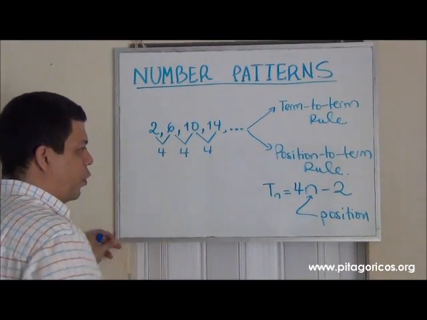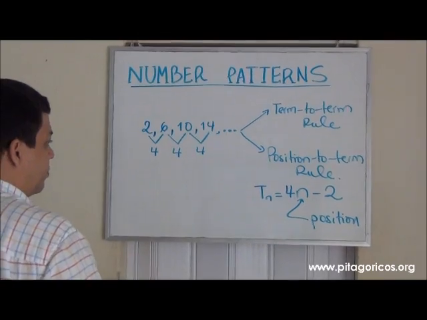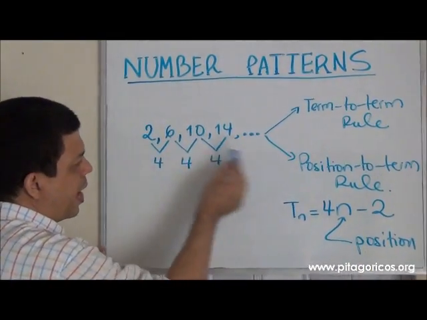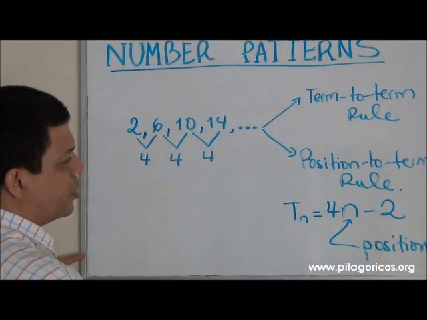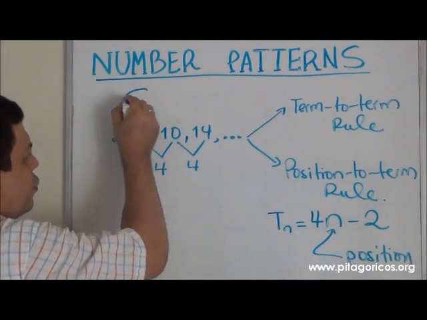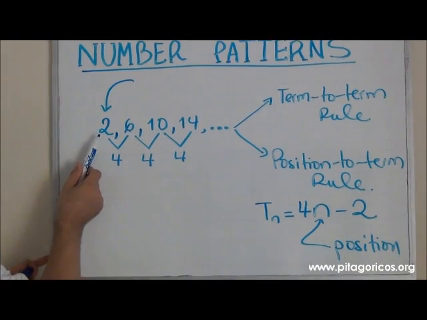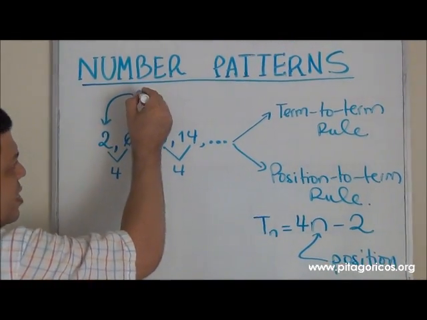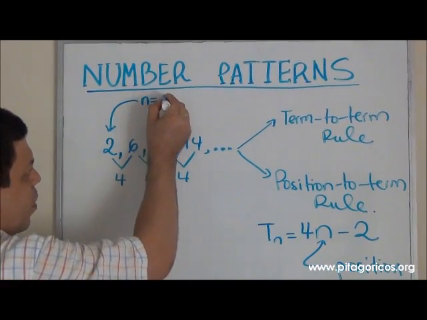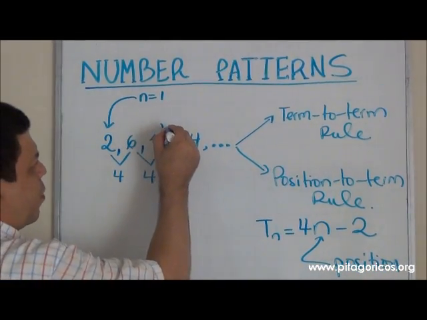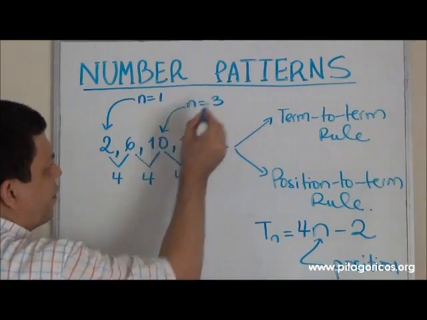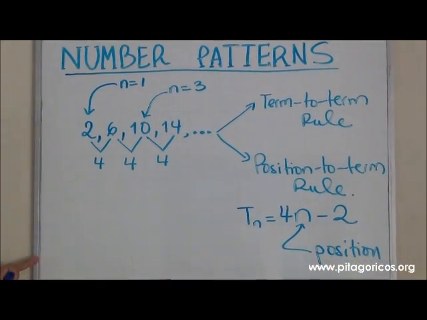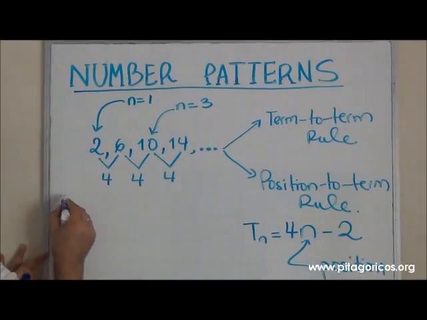If my formula works, that is, if it is correct, when I replace n by any of the positions here in my sequence, I'm going to get the corresponding term. For example, you see that the number 2 is in the first position, that is n equals 1 for this. N equals 3 here. So if I replace n by 1, I'm going to get the first term. Let's see if it works.